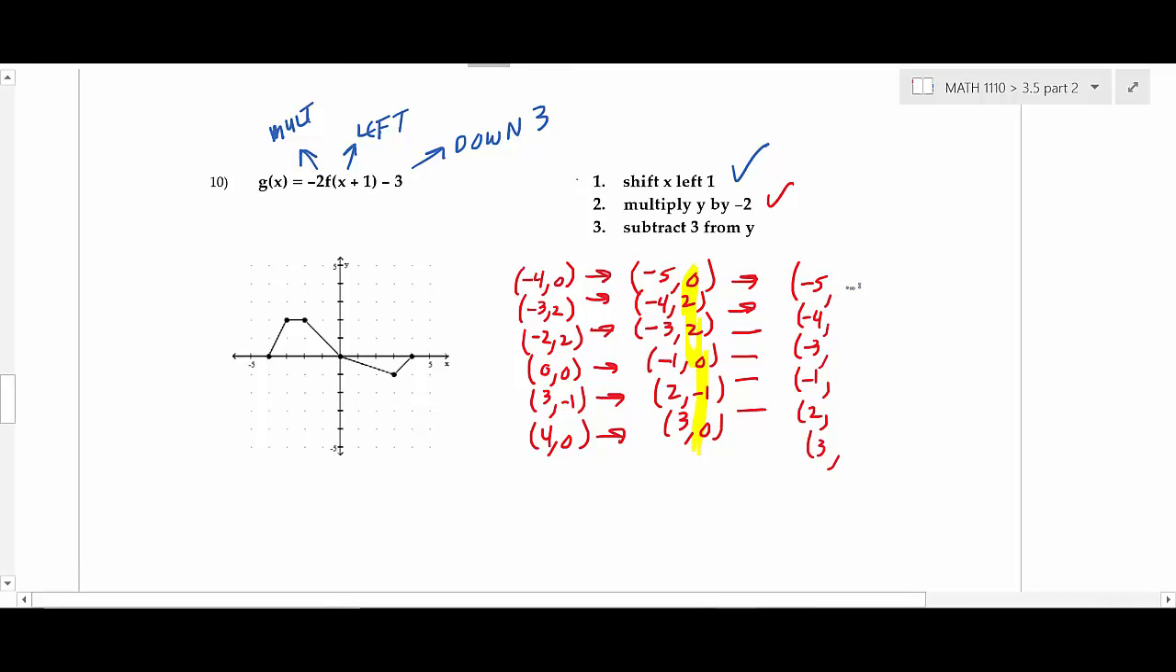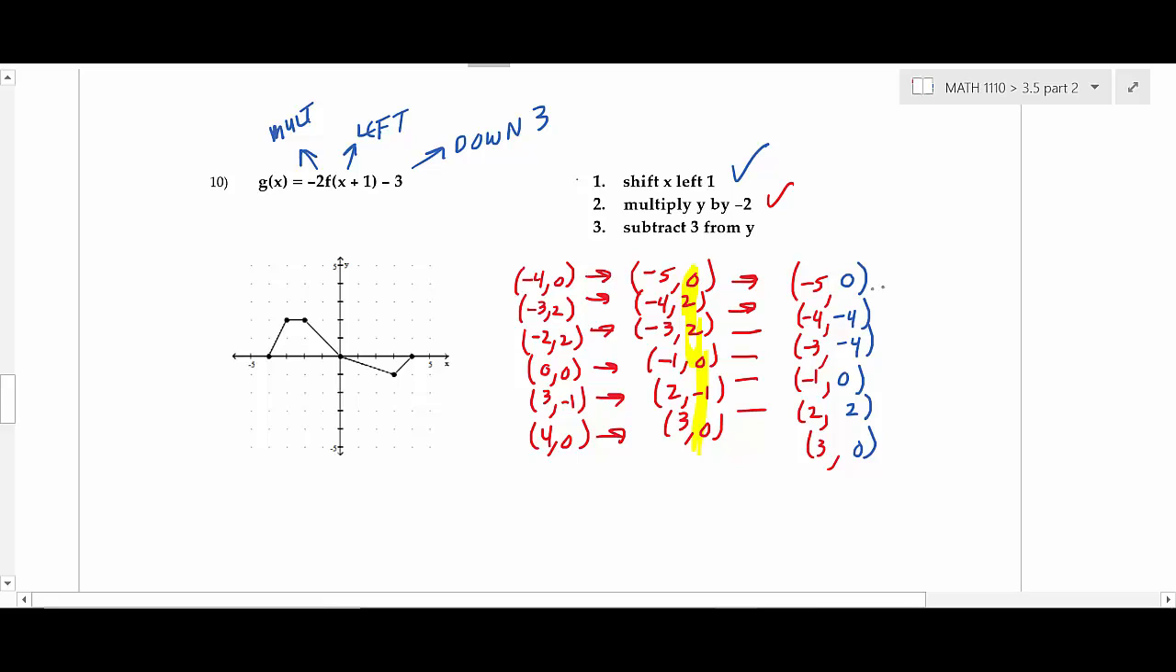So 0 times -2 is still 0. 2 times -2 is -4. 2 times -2 is -4 there. 0 times -2 is 0. -1 times -2 is +2. And then 0 times -2 is 0 like that.